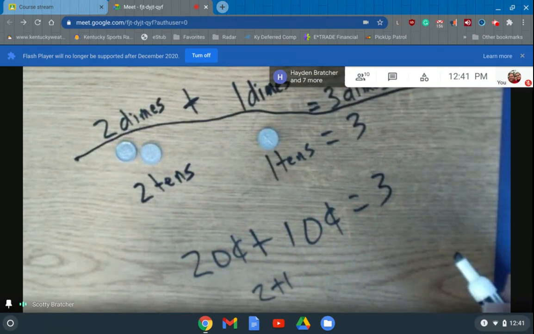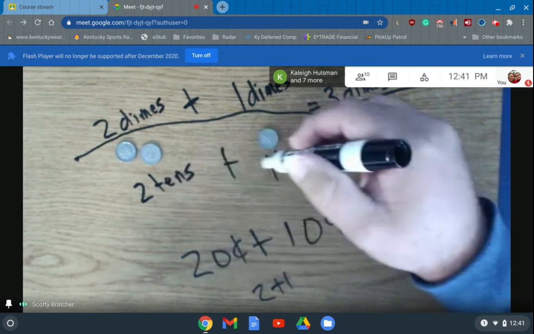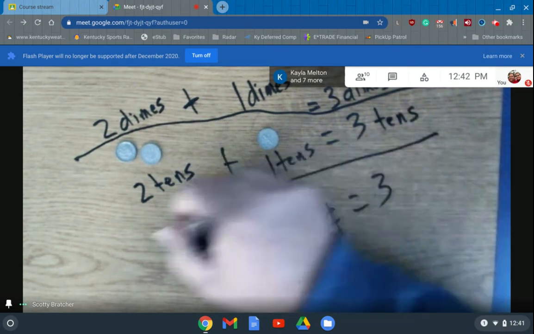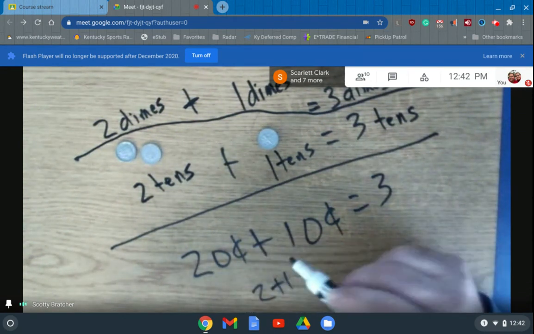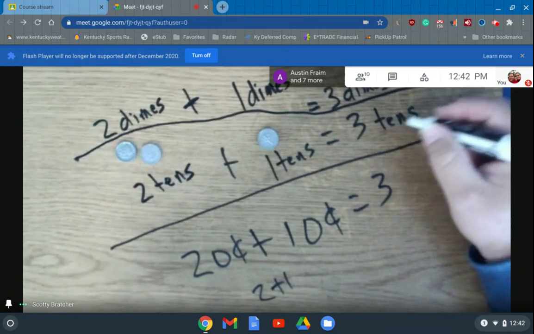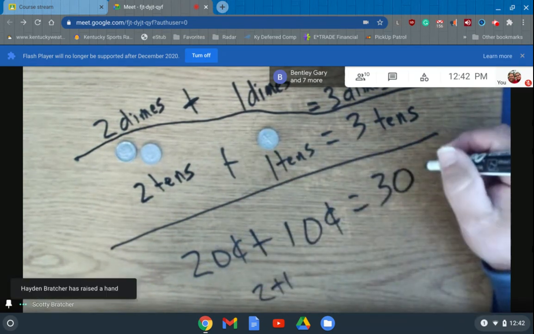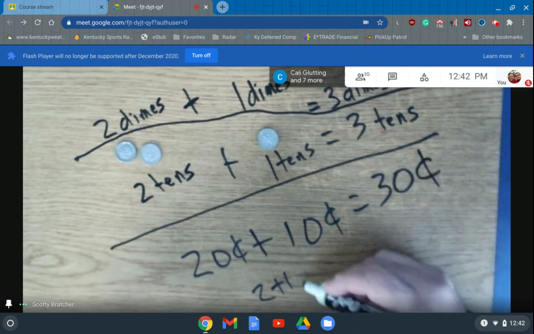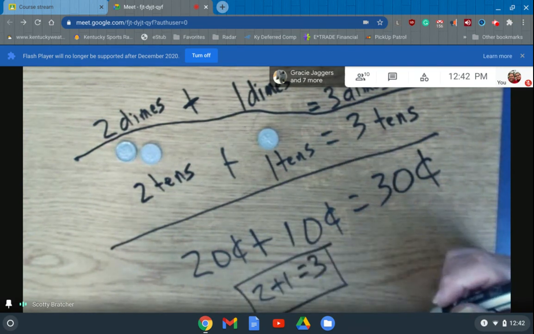Okay. So there's one way. That's like the money way with words. The tens way is 2 tens plus 1 ten equals 3 tens. Separate that. And now I've got 20 cents plus 10 cents, but this word tens turns into this 0. And since this is cents and that's cents, this has to be cents. So 20 cents plus 10 cents equals 30 cents. And we use the fact 2 plus 1 equals 3 to get all of that.